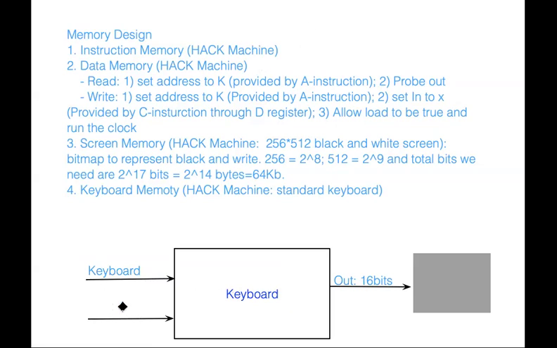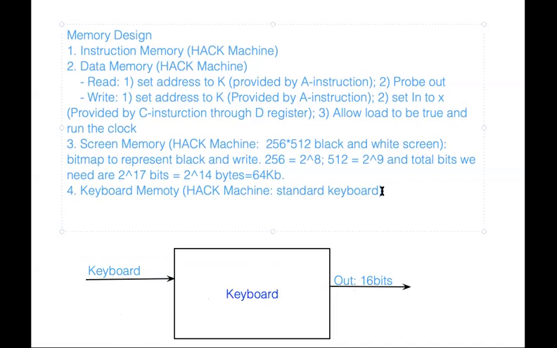This is the keyboard memory, so you go to the memory. If you want to know which key you hit, you only need a single 16-bit register, a single 16-bit memory, to keep the key that is pressed.